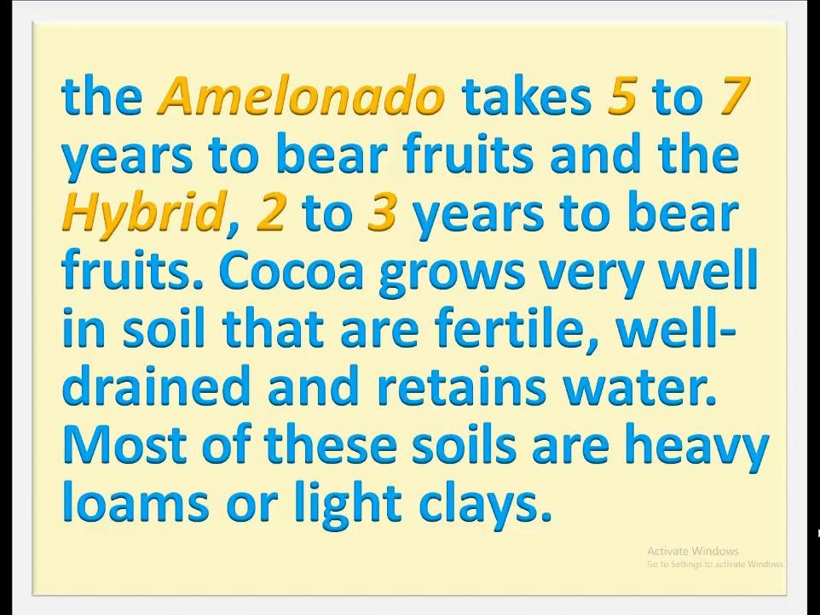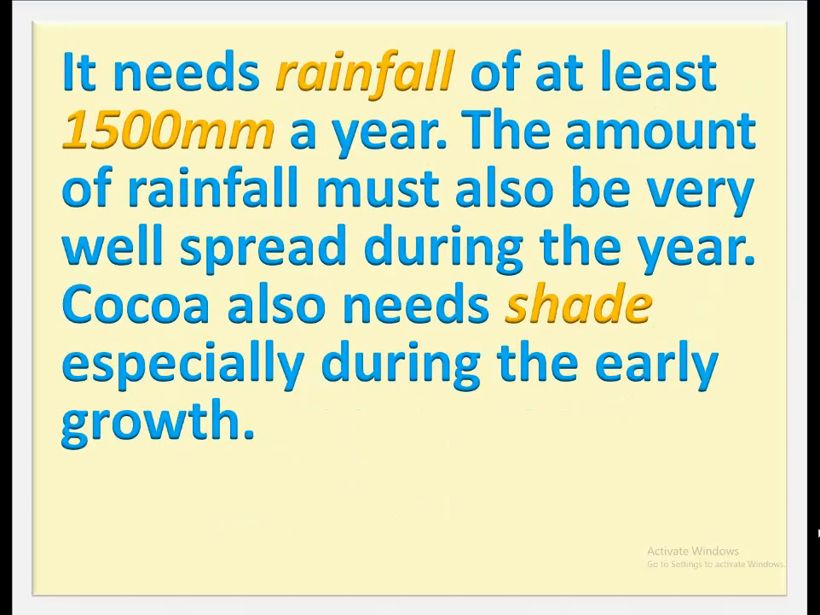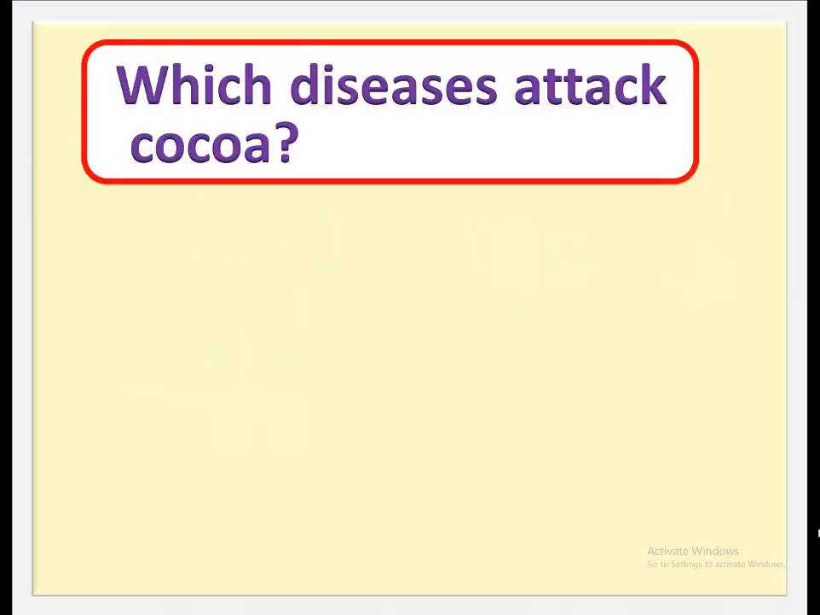Cocoa grows very well in soil that is fertile, well-drained and retains water. Most of these soils are heavy loams, or light clays. It needs rainfall of at least 1,500 mm a year. The amount of rainfall must also be very well spread during the year. Cocoa also needs shade, especially during the early growth. Which diseases attack cocoa?